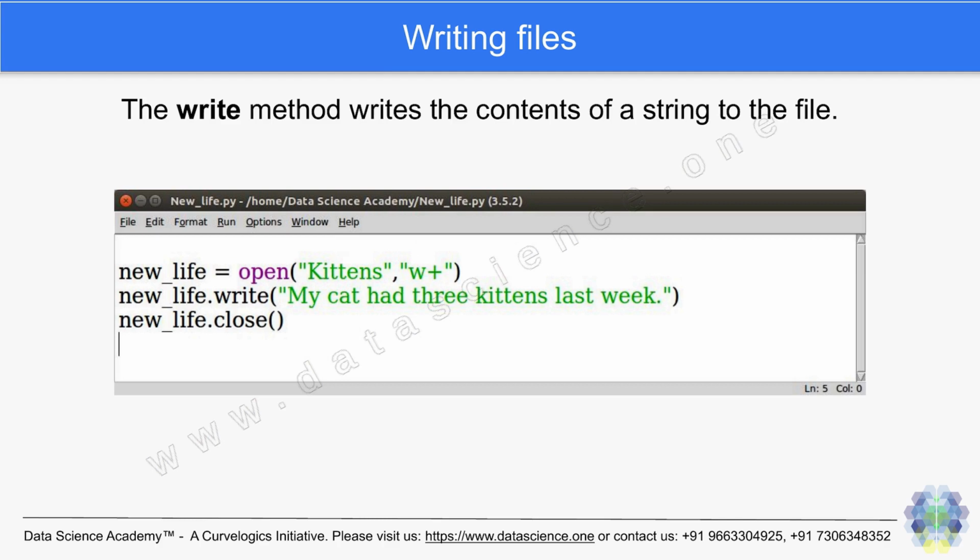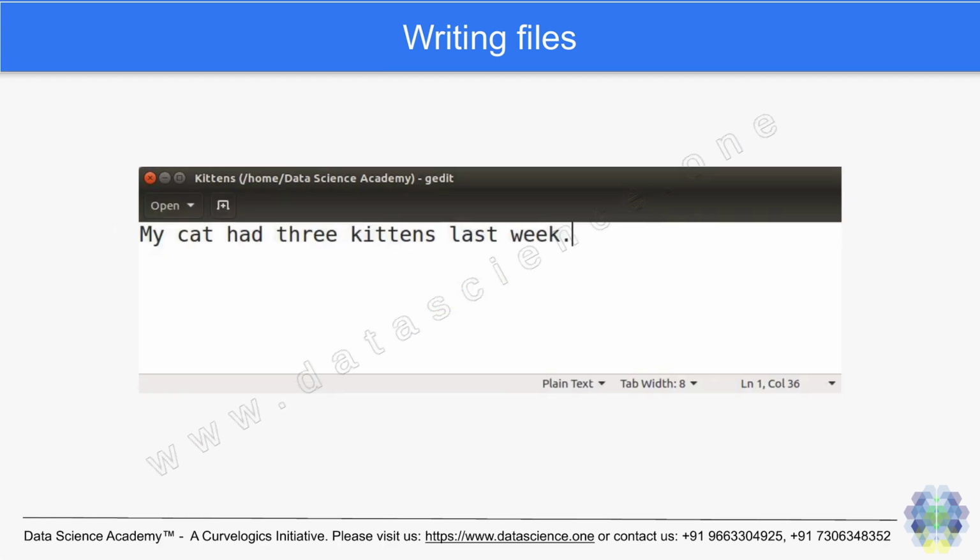The write method writes the contents of a string to the file. In this example, we create a new file called kittens, in the write mode. In the second line, we specify the contents of the file using the write method. And in the last line, we close the file using the close method. This file which we have created can be opened with any text editor to visualize the contents of the file. Note that the file will be created in the same working directory as the script was stored.